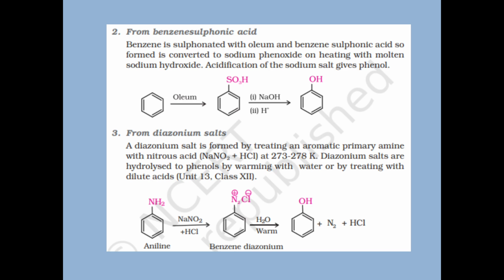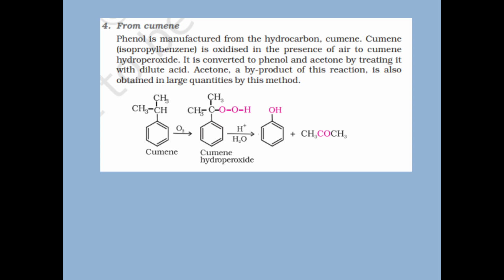From diazonium salt. If a primary aromatic amine such as aniline is treated with NaNO2 and HCl in presence of ice, at 0 to 5 degree centigrade temperature, this will be converted first into benzene diazonium salt, and then the benzene diazonium salt, if warmed with water, will be converted into phenol with the liberation of nitrogen.